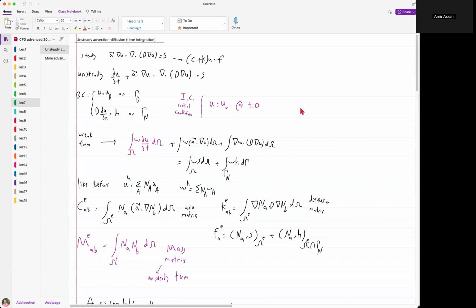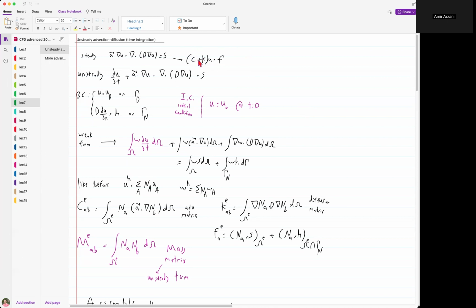Hi, in this lecture, we will talk about the unsteady advection-diffusion transport model with finite element. In the last lectures, we considered the steady advection-diffusion reaction equation, as shown here, and we derived a finite element weak form for that, and we showed that the problem comes down to solving this linear system of equations where you have to invert a matrix of C plus K.